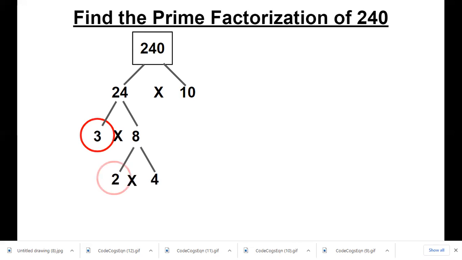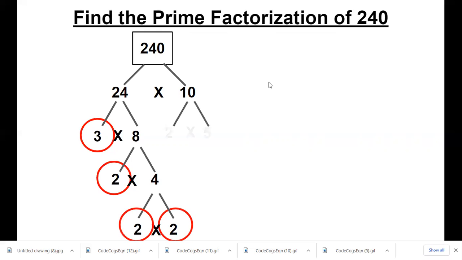Notice how 2 is now prime, so I circle it. I still have the 4 that I can split up further. 4 is really 2 times 2, and now I have 2 more primes, so I circle 2 and I circle 2. It's really important to circle the prime numbers as you're going along so you don't miss any. I'm not done yet because I have this 10 over here that I still have to split. So I'm going to say 10 is equal to 2 times 5, and 2 is prime, and 5 is prime.